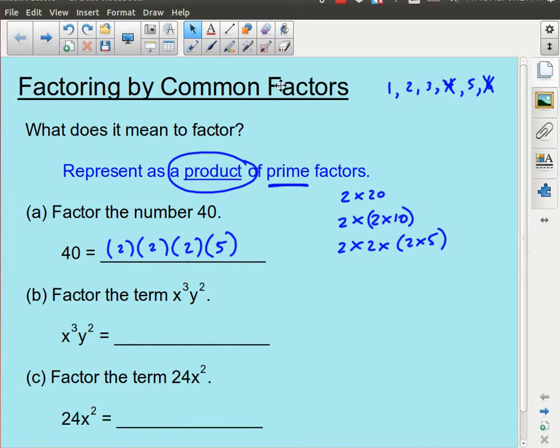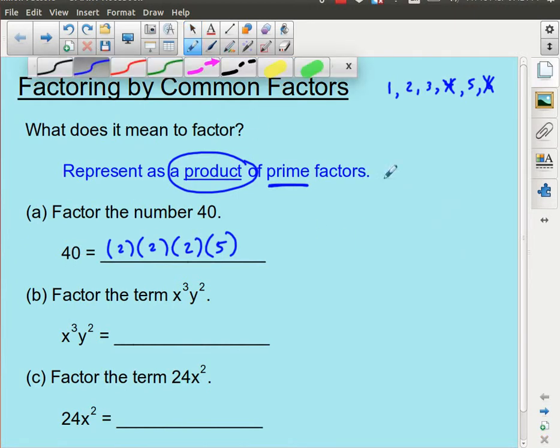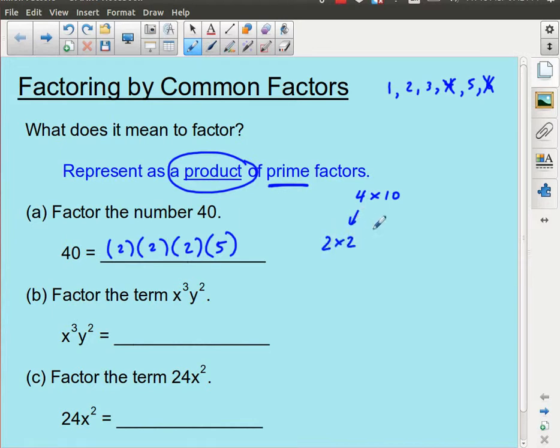Now something else I want to point out is 2 times 20 becoming 2 times 2 times 10 and so on. That's not the only way we could have done this. Maybe you would have seen this a different way. Maybe you would have seen that 40 is equal to 4 times 10. But 4 can be broken up. 4 is the same as 2 times 2. And 10 is the same as 2 times 5. And you can see very quickly, I still end up with 2 times 2 times 2 times 5. So there are a number of ways that you can do this and end up with the correct result.